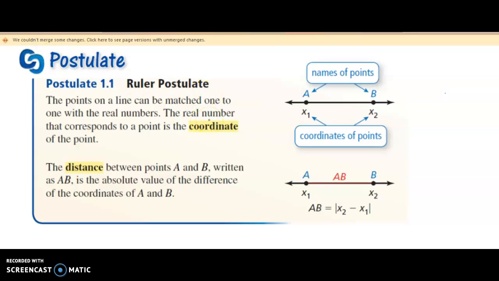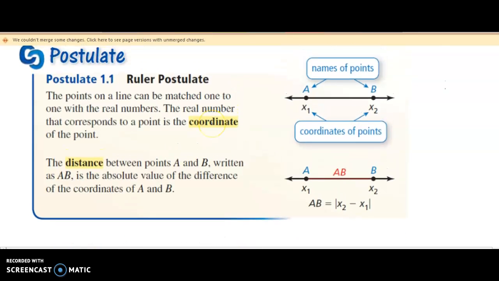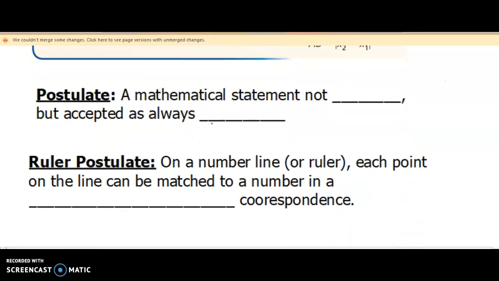So this first thing here is just kind of a visual of the ruler postulate, which we will define below. All right, so a postulate in general is a mathematical statement not proven. However, it is always accepted to be true. We're going to get into theorems later, and all theorems are proven. We're going to prove theorems in this chapter, meaning they're true all of the time. We know 100% they're true. Postulates, we know they're true, but we haven't been able to prove them yet. It's a total mathematical thing. We'll explain it more later.